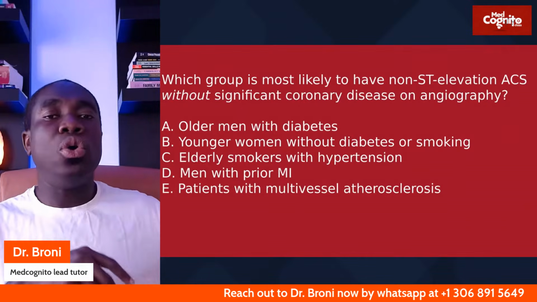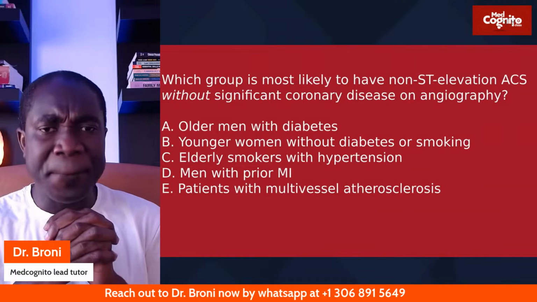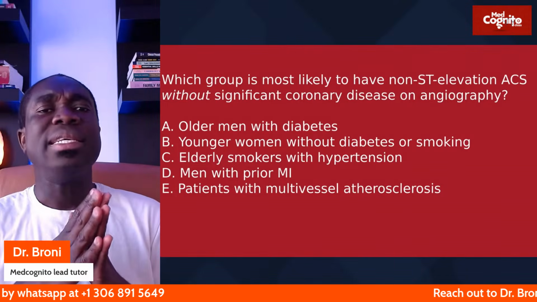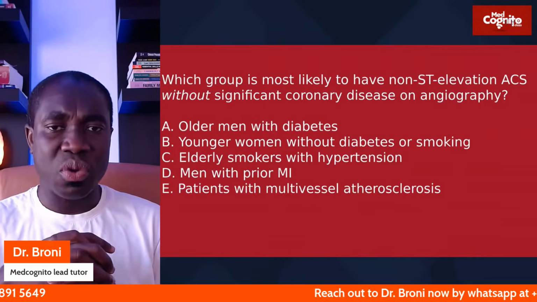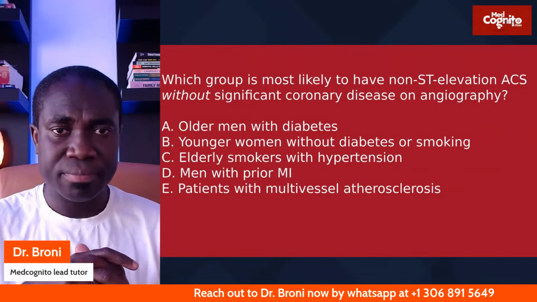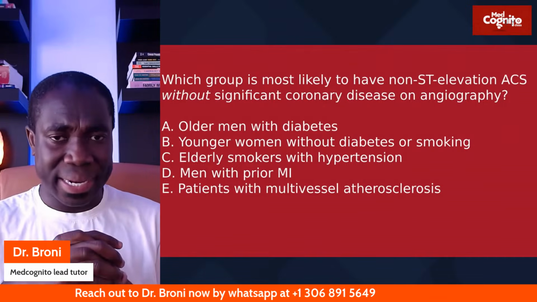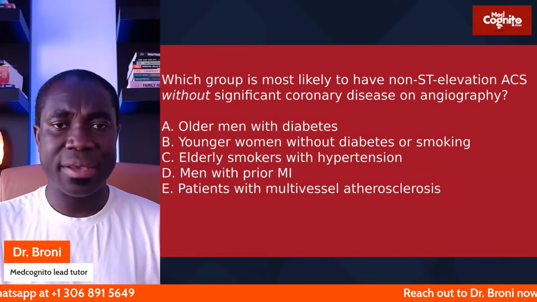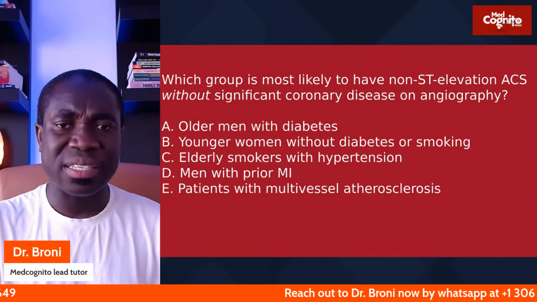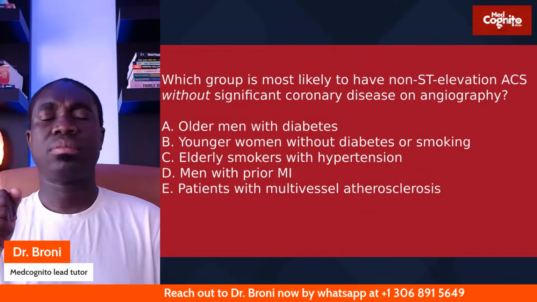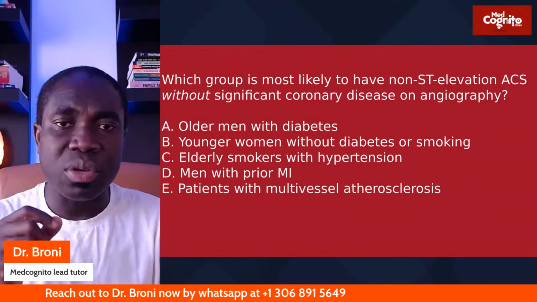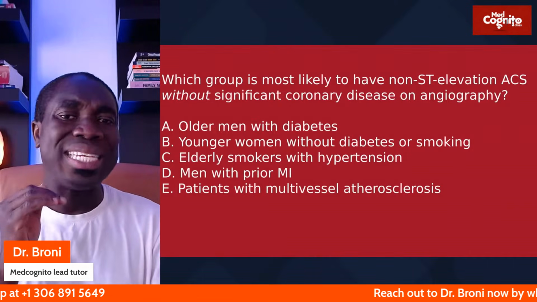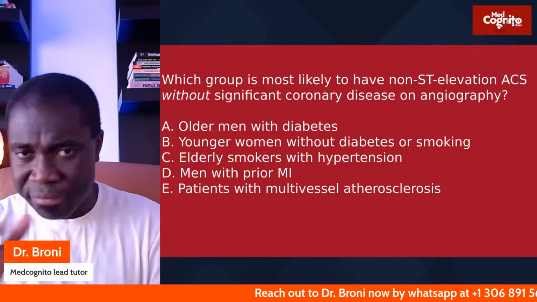A, older men with diabetes. B, younger women without diabetes or smoking. C, elderly smokers with hypertension. D, men with prior myocardial infarction. And E, patients with multivessel atherosclerosis. Which group is most likely to have non-ST elevation acute coronary syndrome without significant coronary disease on angiography?